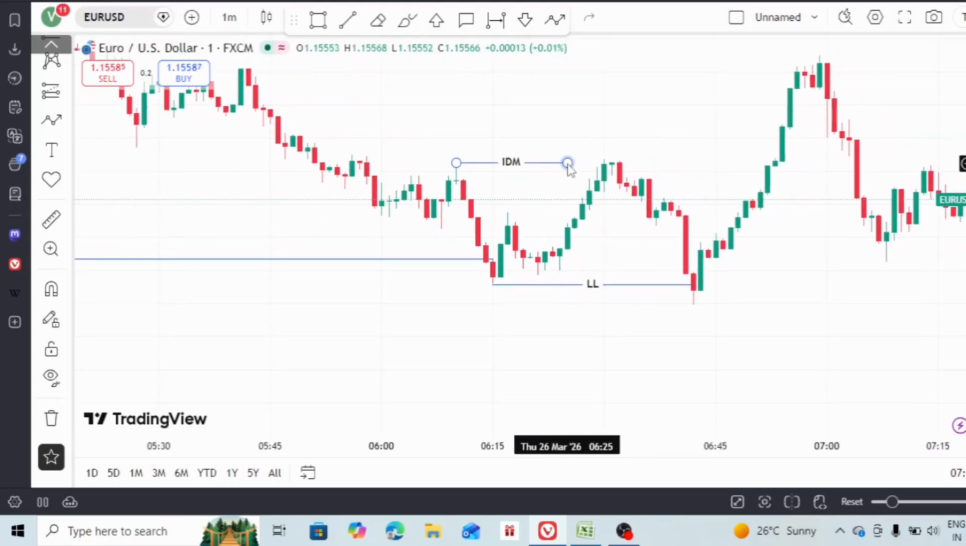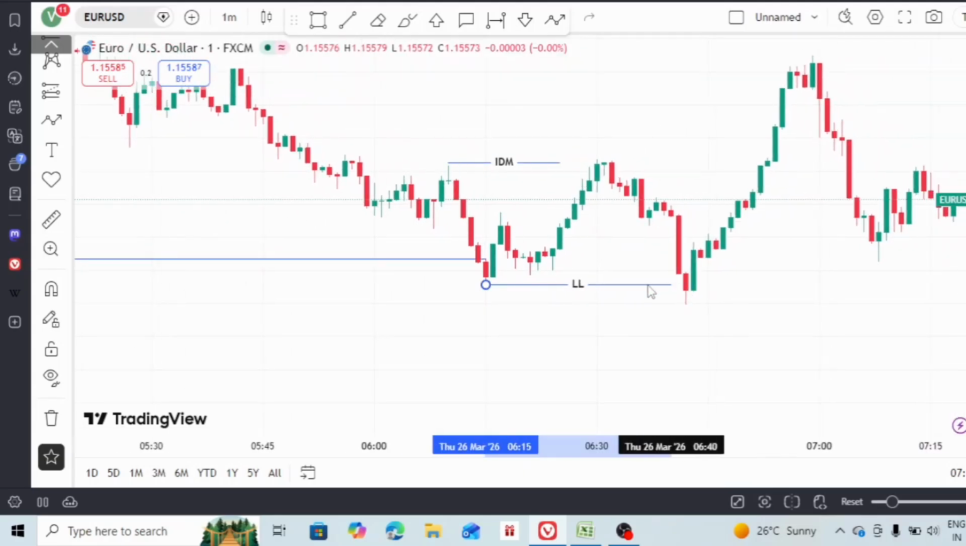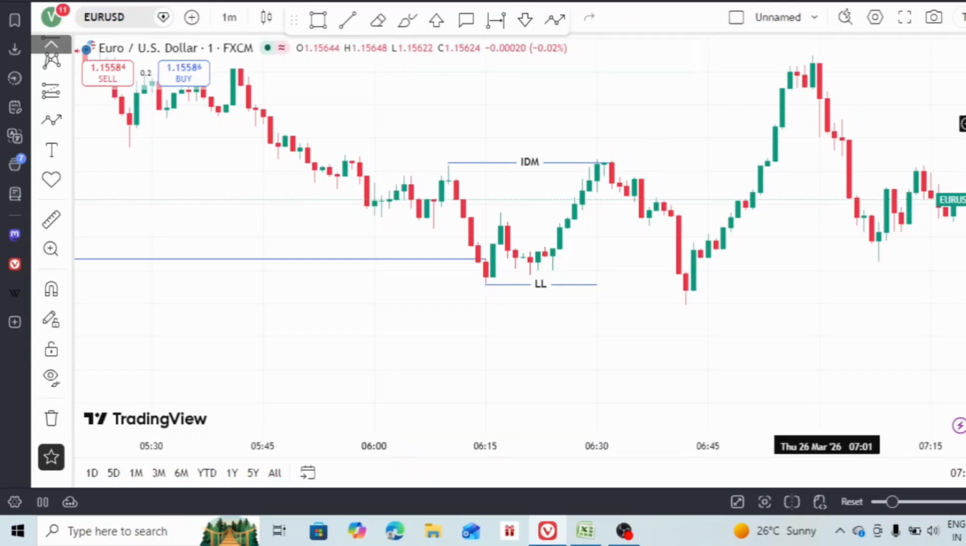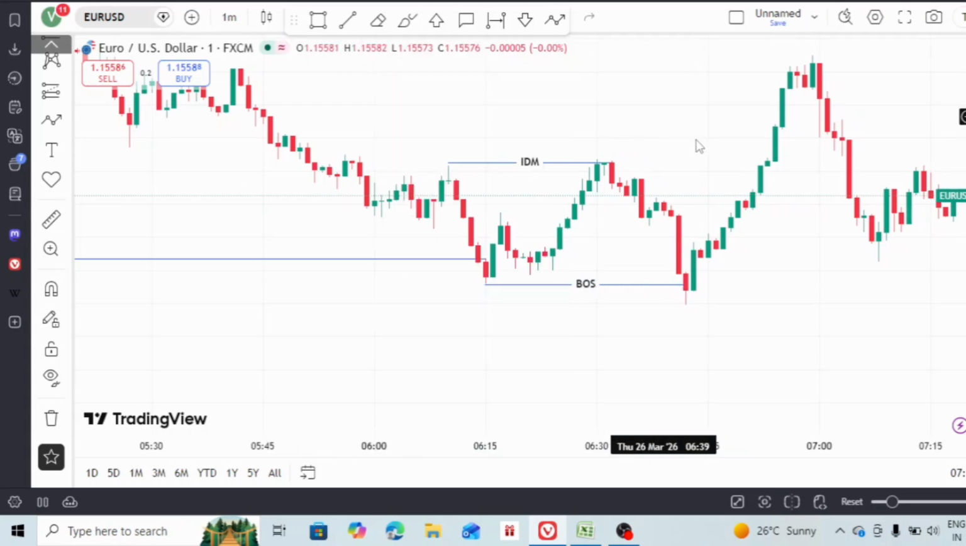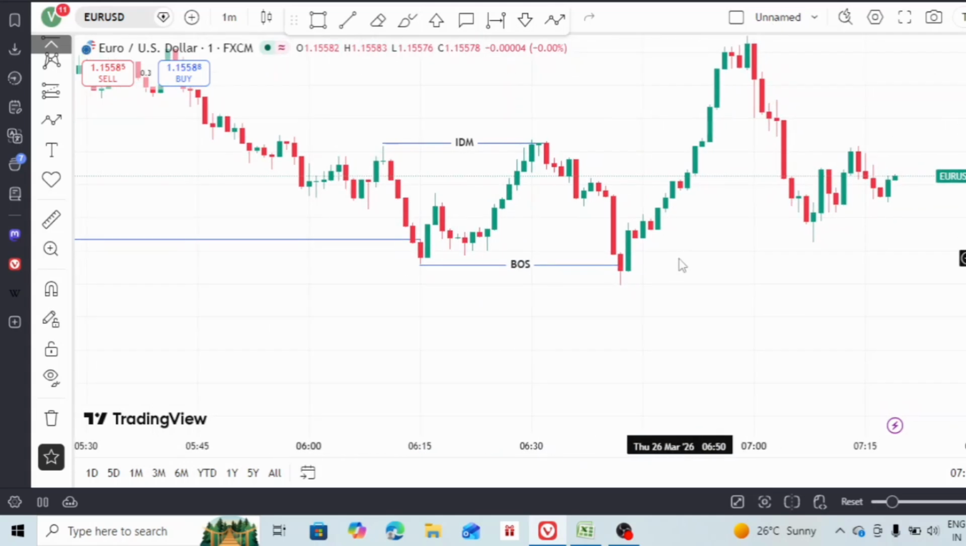Before this lower low was confirmed, the market went up, and so this has mitigated. This inducement has been mitigated, which means this level will be the break of structure level. So this is the break of structure. After the break of structure is confirmed, where will be our change of character?